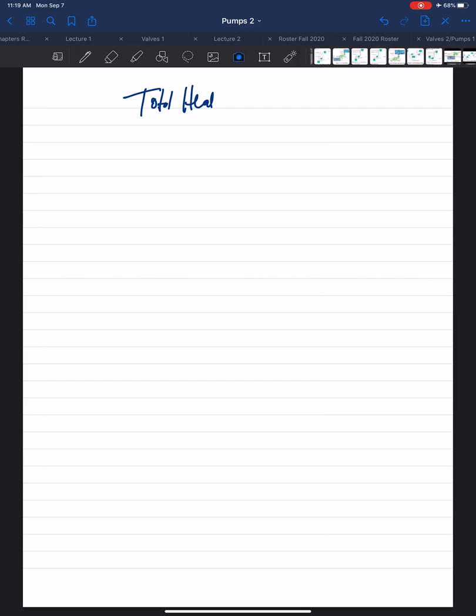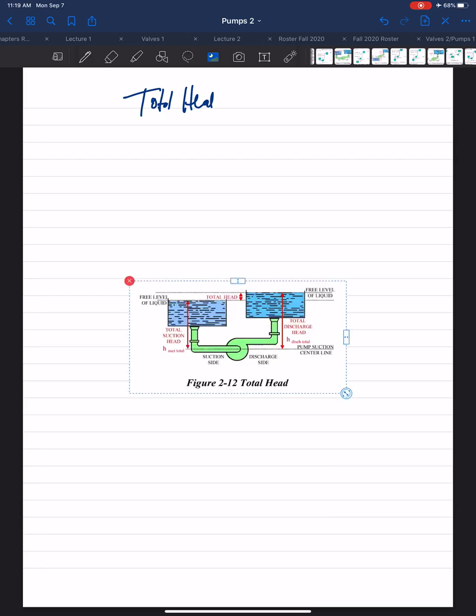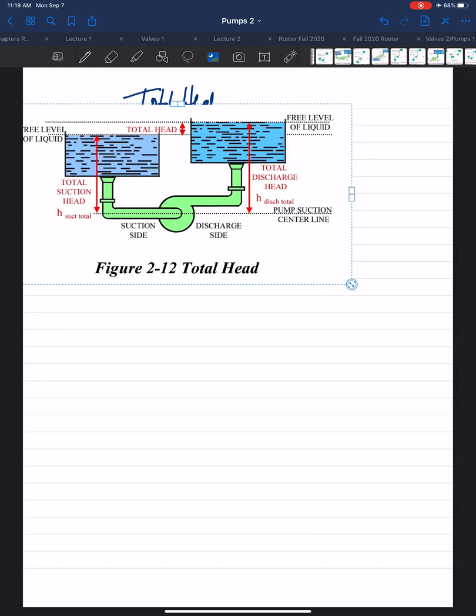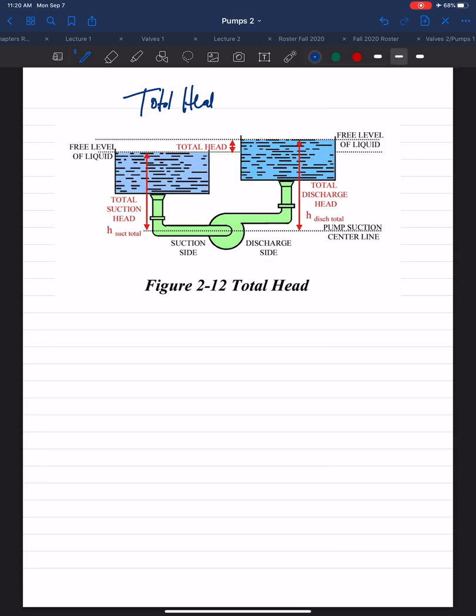And in this case, where on the suction side, the source is above the pump suction, so this is suction head as opposed to suction lift, the total dynamic head is the total discharge head minus the total suction head.